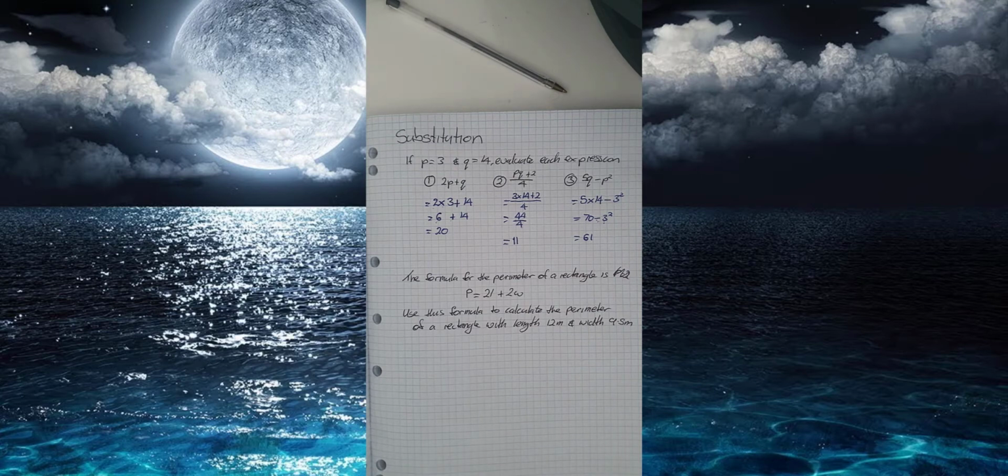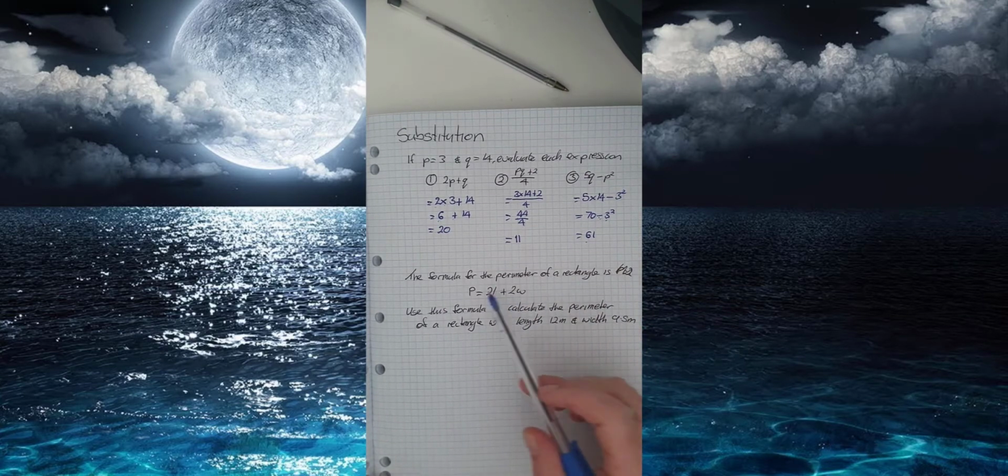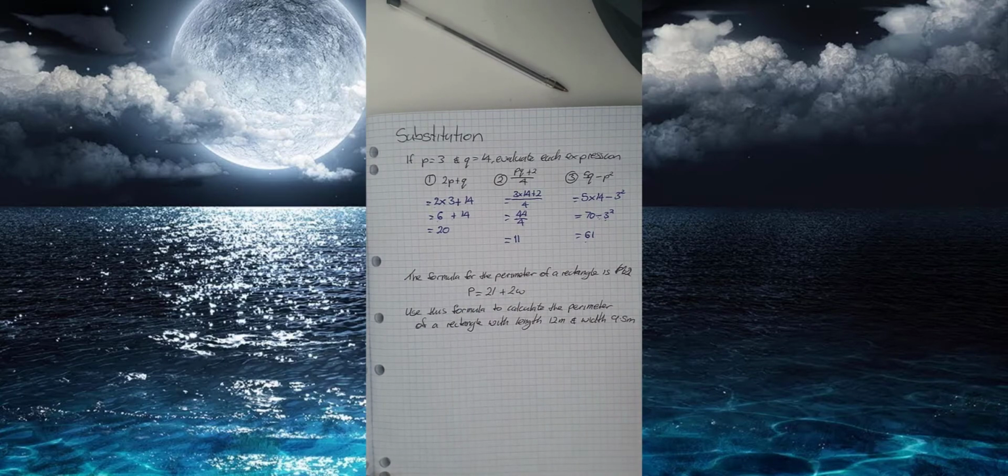Coming down to the next part, now we've worked with formulas before, this should be nothing new. So the formula for the perimeter of a rectangle is P, which stands for perimeter, equals 2L, which is length, plus 2 times the width, which is W. Now we're going to use this formula to calculate the perimeter of a rectangle with length 12 meters and width 9.5 meters. So first of all, let's write out our formula.